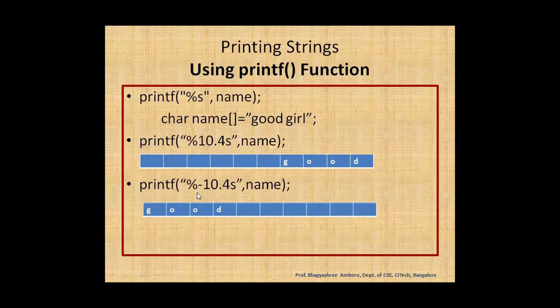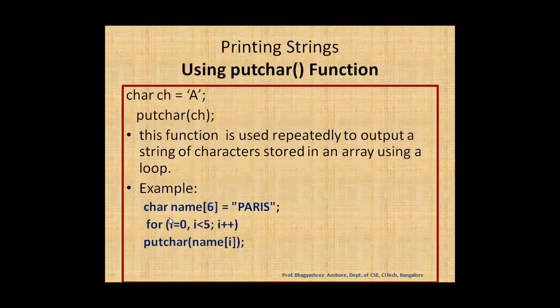Now, another way: by default the output is right justified. To get it at the left side, we have to use minus. Minus is known as a flag in C. Rest all is the same: in a width of 10, pick 4 characters from this name and print it. Just this minus will pull everything to the left side. So I hope printf is clear.